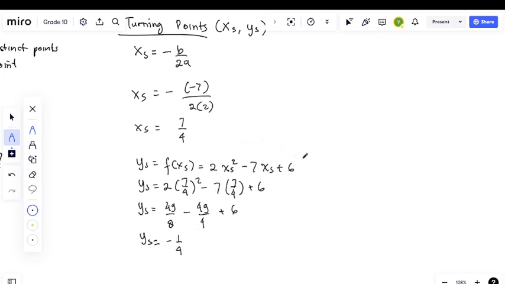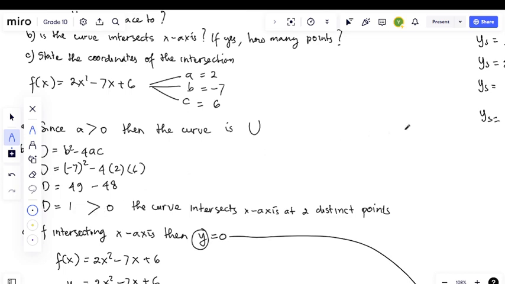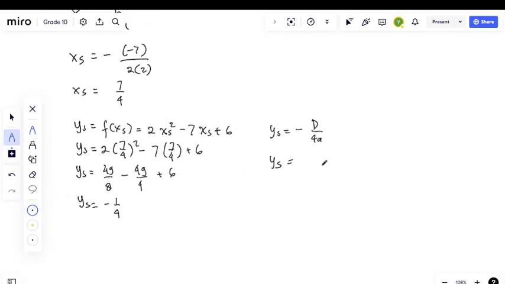Yeah, you might try ys using minus d over 4a. Before, we already counted the d, the discriminant is 1. So minus 1 over 4 times a. Sorry, this is 8. And minus 1 over 8. Such as this.